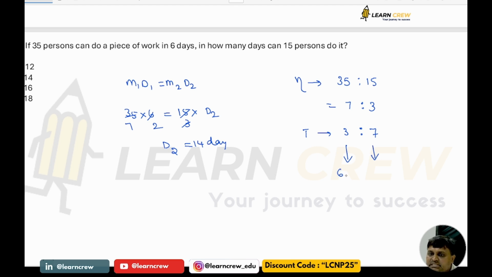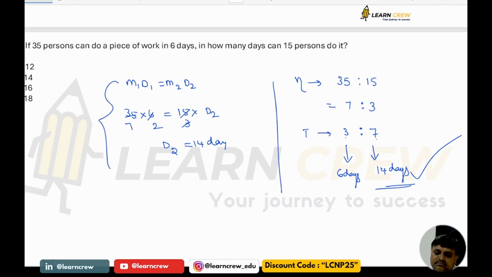This 3 parts is given as 6 days. If 3 parts is 6 days, then 7 parts should be how much? 3 into 2 is 6, 7 into 2 is 14. So the answer is 14 days. This is the ratio method. This is the formula method.